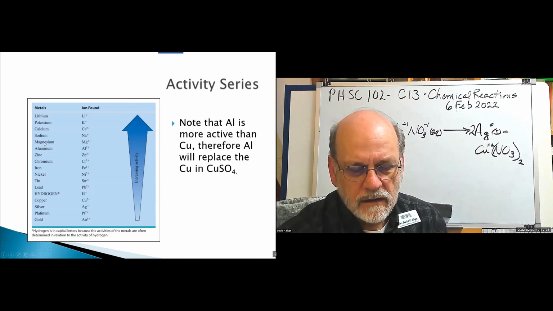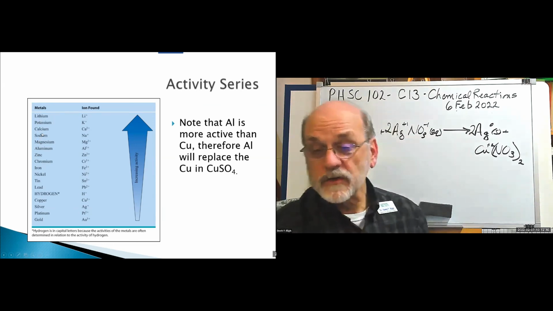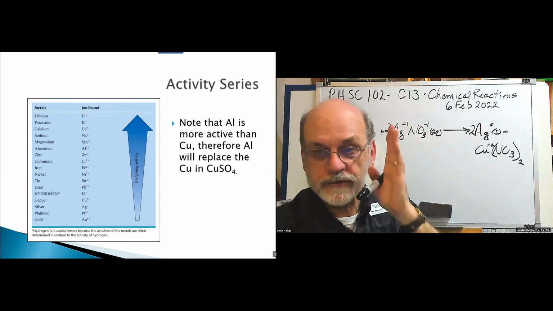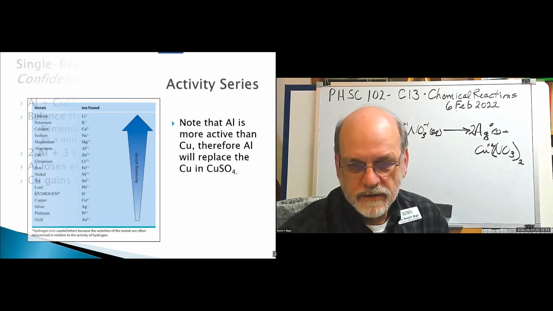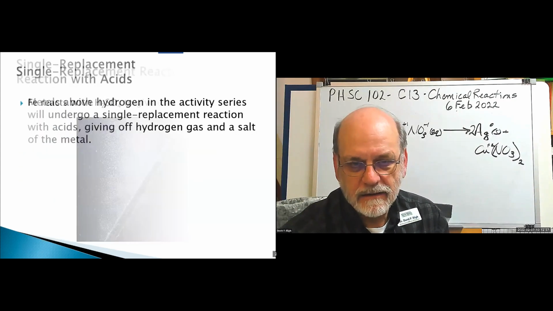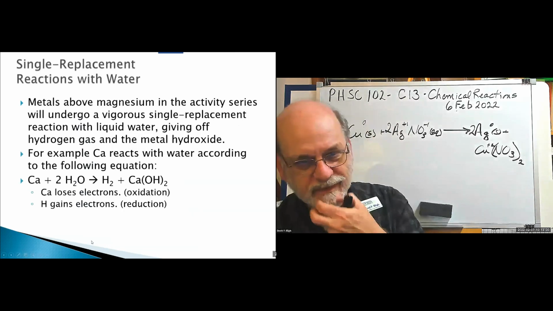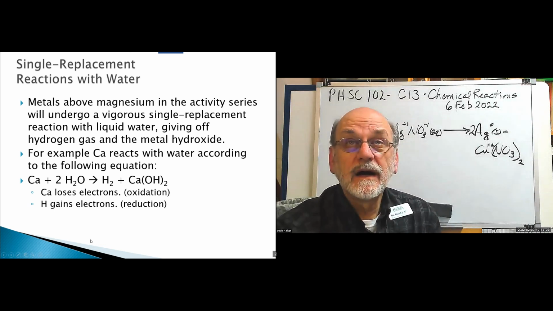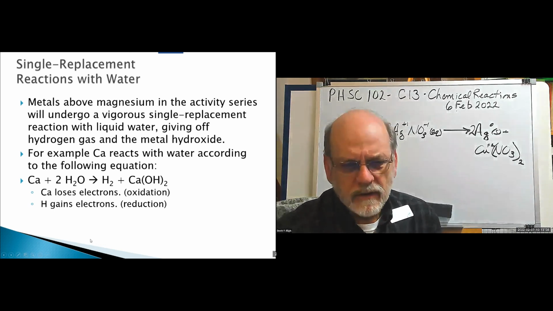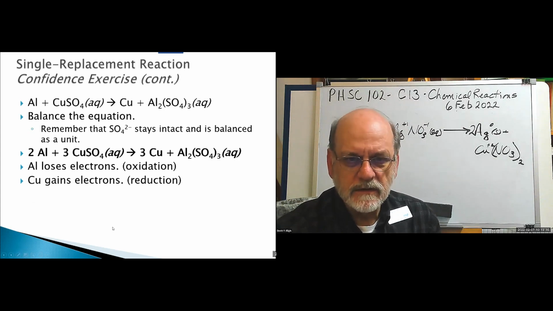So only metals that are above magnesium, sodium, calcium, potassium, lithium, those are all alkali metals. They're in the first group. Those are the only ones that will react with water to produce hydrogen. So let's go back. Here we go. Oh, wait a minute. Calcium? Metals above magnesium in the activity series.